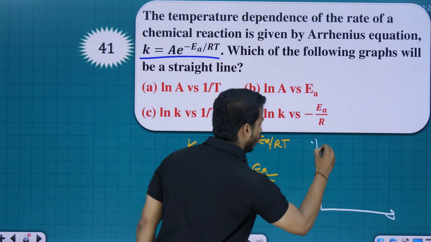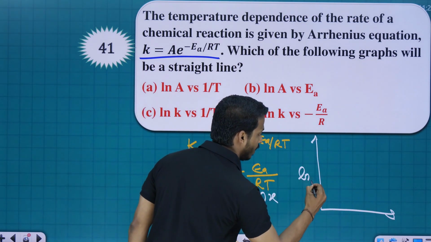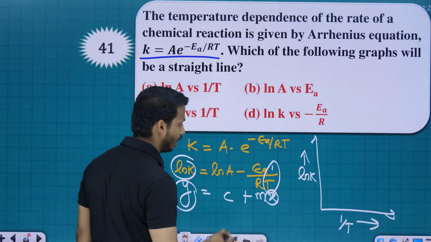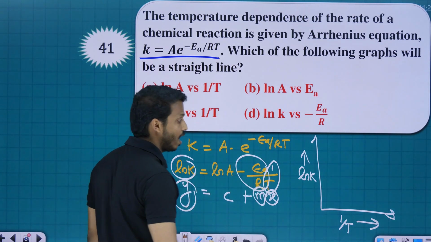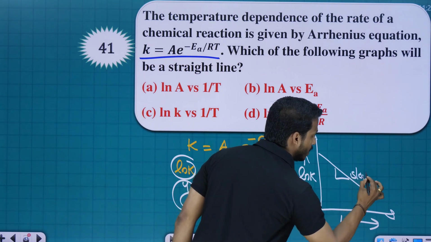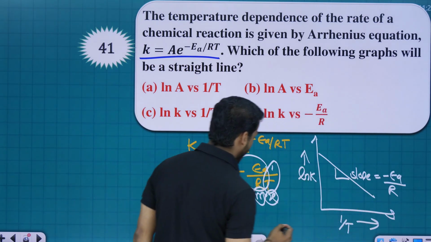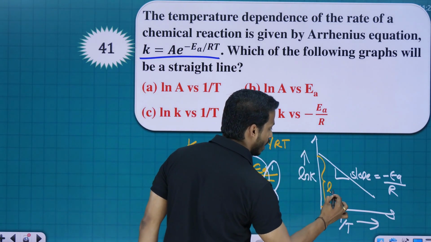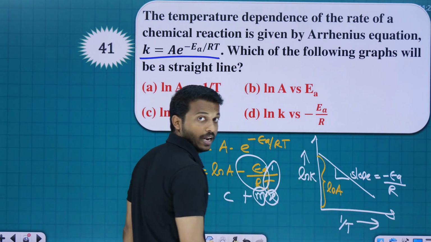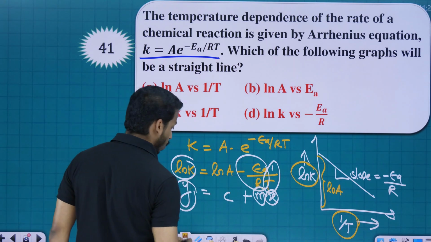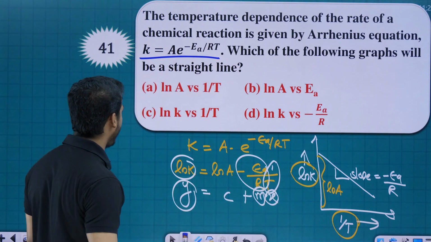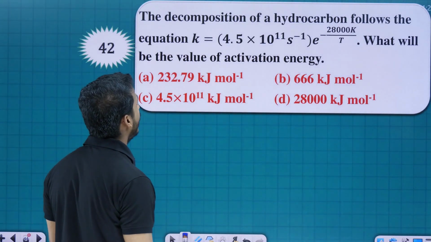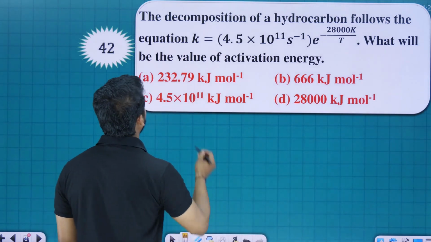If you plot the graph, what is on the y-axis? ln K, right? On the y-axis we have ln K. On the x-axis we are taking 1 by T. Then what is the slope? Slope is equal to minus Ea by R. And what is c? c is the y-intercept, this distance, that is equal to ln A. So if you want to get a straight line, you have to plot ln K versus 1 by T.